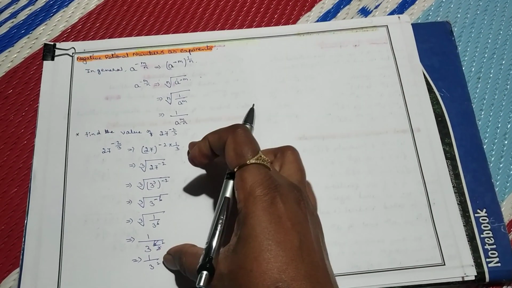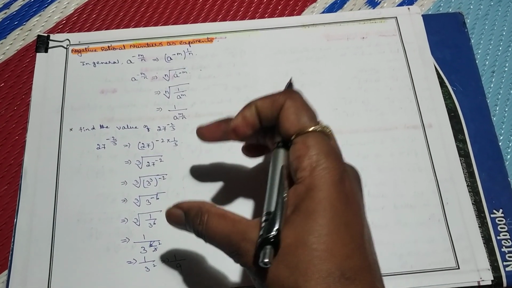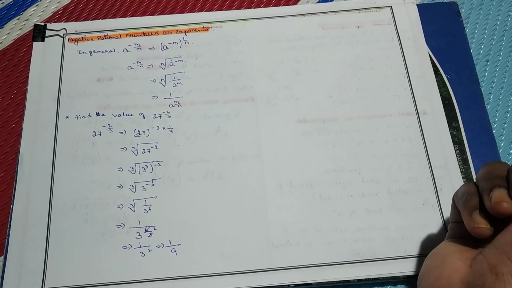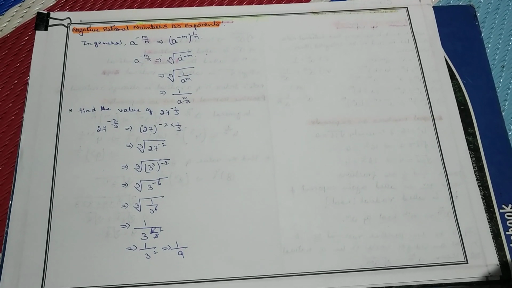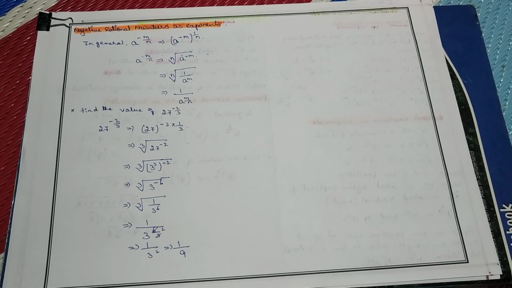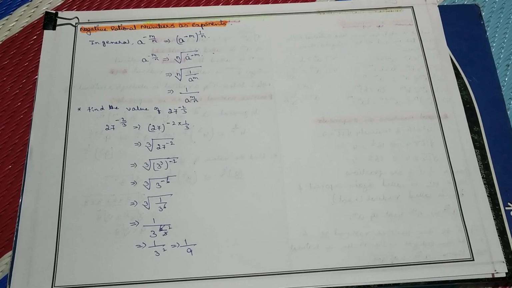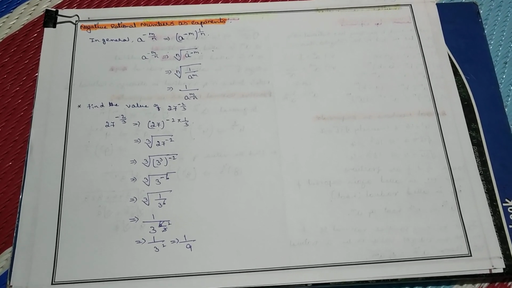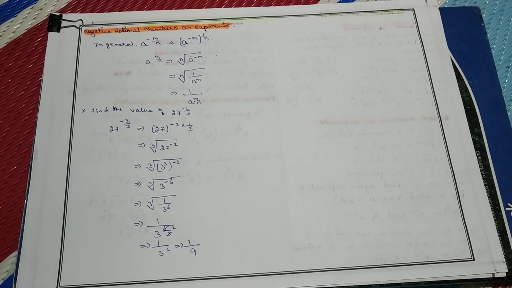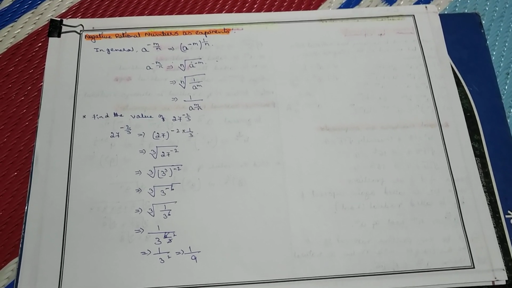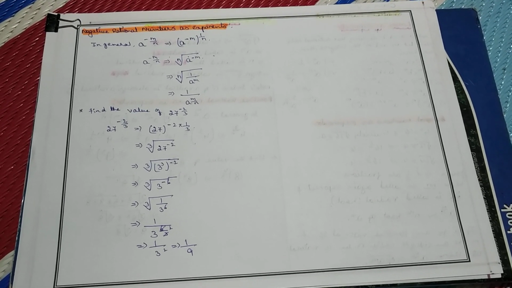You can solve this question even in a simpler way, which I'll show you when we solve the worksheets. So having this idea of positive rational numbers as exponents and negative rational numbers as exponents, and also how to identify the radical, radicand, index and radical sign, we'll start solving worksheet 1, children.